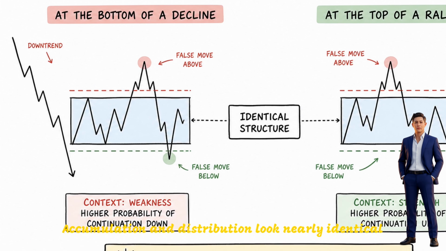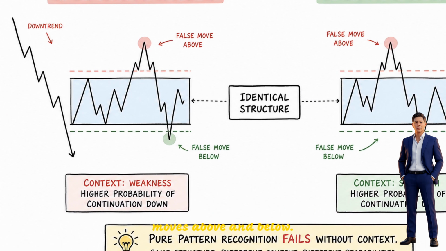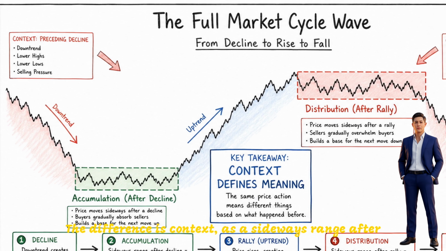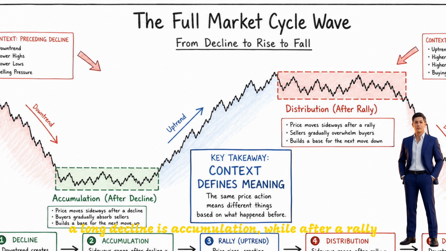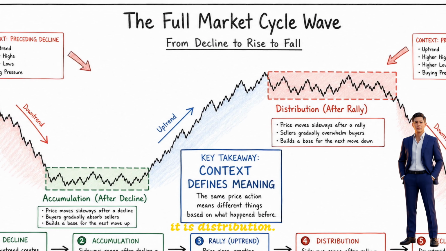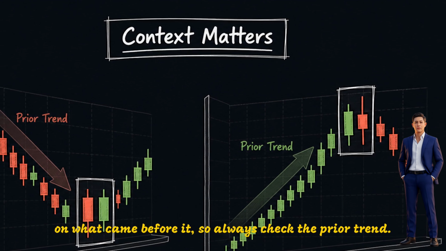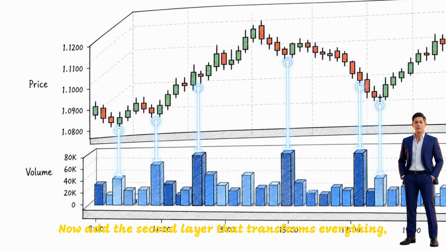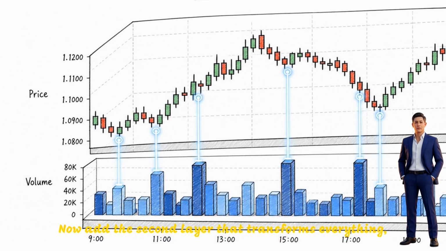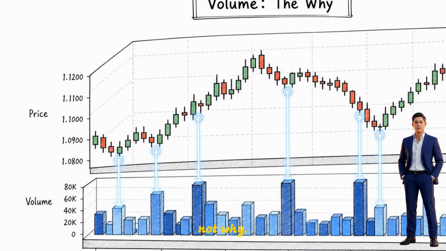Accumulation and distribution look nearly identical on a chart, as both are sideways ranges with false moves above and below. The difference is context, as a sideways range after a long decline is accumulation, while after a rally, it is distribution. The same pattern means completely opposite things depending on what came before it, so always check the prior trend. Now add the second layer that transforms everything, which is volume, because price tells you what happened, not why.